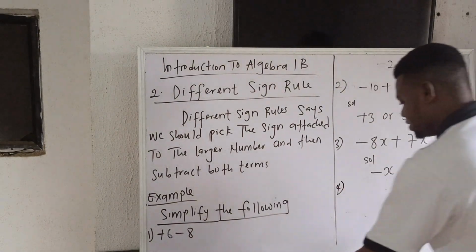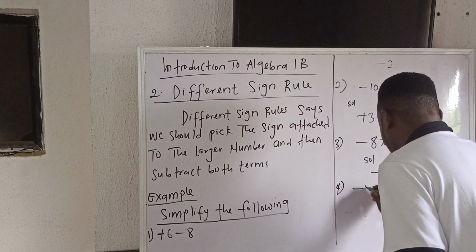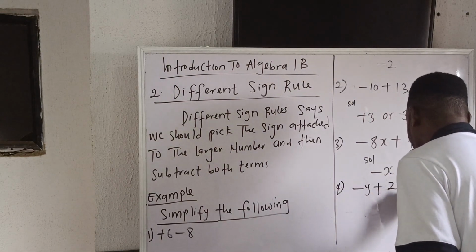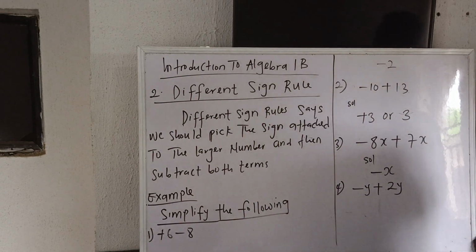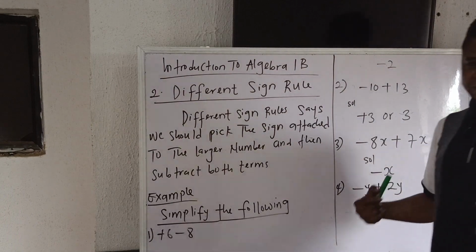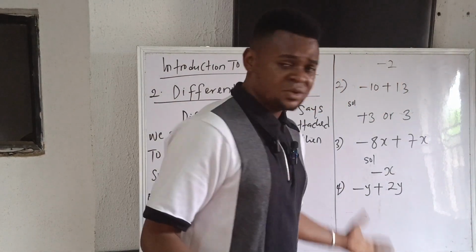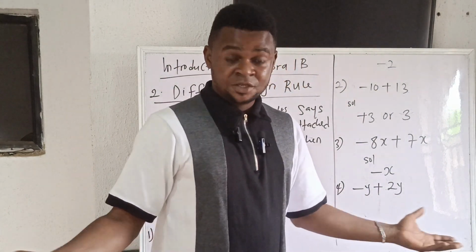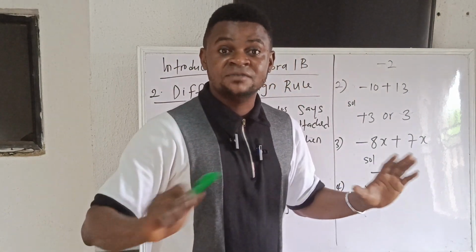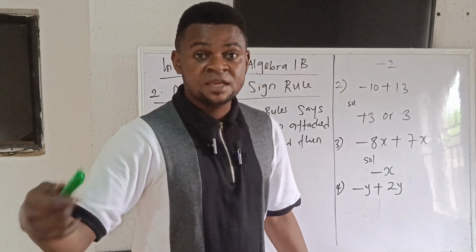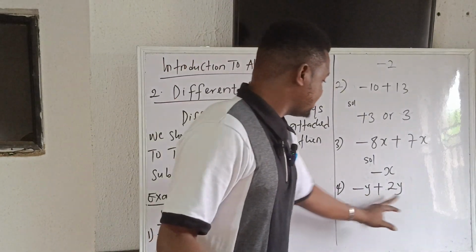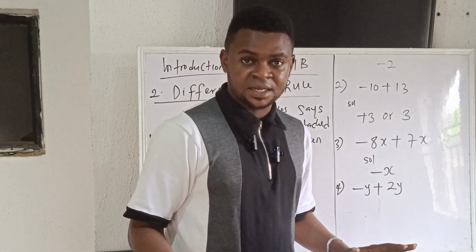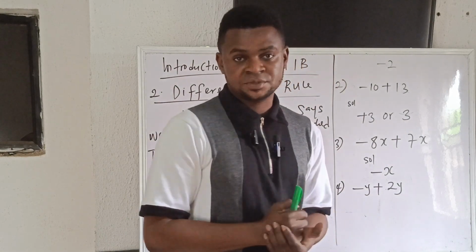For example 4, we have to simplify minus y plus 2y. Yes. So minus y plus 2y. Should we be scared about this kind of question? No, this shouldn't scare you. So if I have minus y plus 2y, you don't need to be scared. All you need to do is to identify the signs and identify the variables if they are similar. So I'm having y, I'm having y. Here the variables are similar. That means I can add and I can subtract.